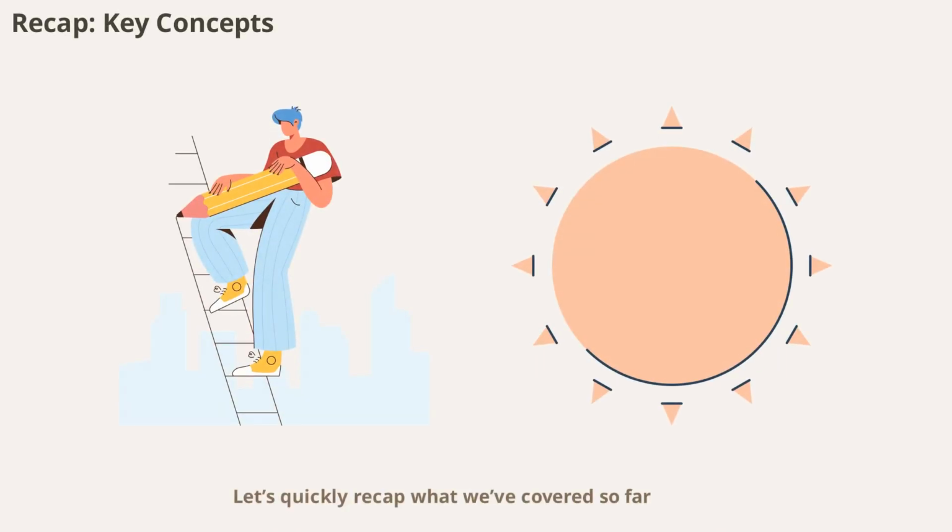Let's quickly recap what we've covered so far. We started with the center of mass, explored torque and angular momentum, and discussed the moment of inertia for various shapes. We also examined important theorems and the conditions for equilibrium. These foundational ideas set the stage for deeper exploration into rotational motion.